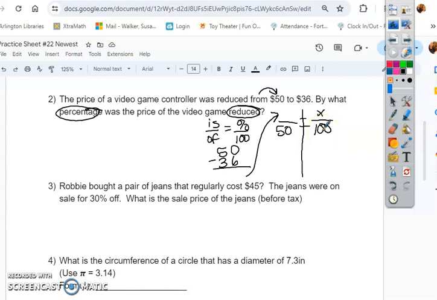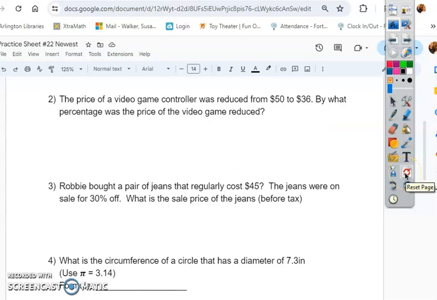Okay, number 3 says, Robbie bought a pair of jeans that regularly cost $45. The jeans were on sale for 30% off. What is the sale price of the jeans? And of course we are not worried about the tax. Okay? Very similar to a problem we did last week. So hopefully we know when we have a percent, most of the time we change the percent to a decimal and multiply. Okay? So I can multiply by 0.30 or just 0.3.